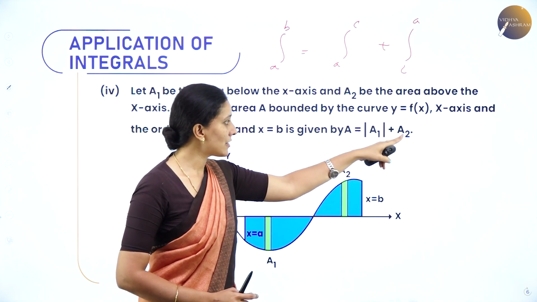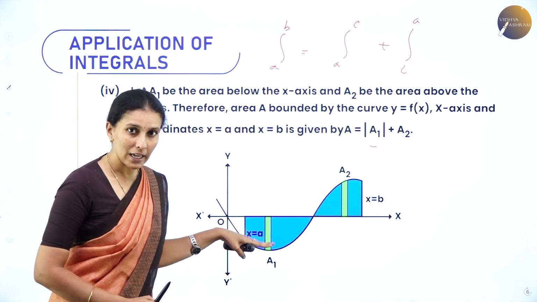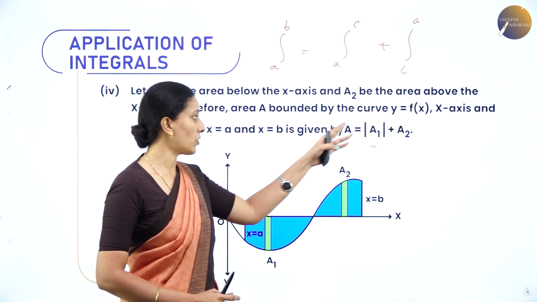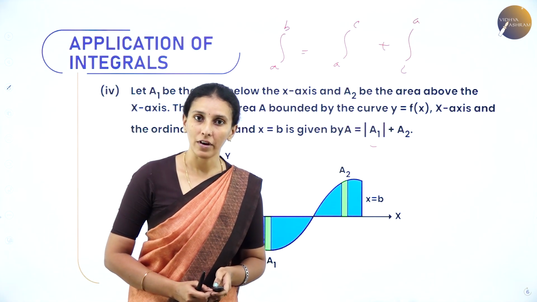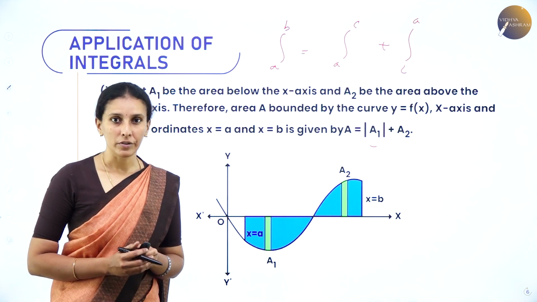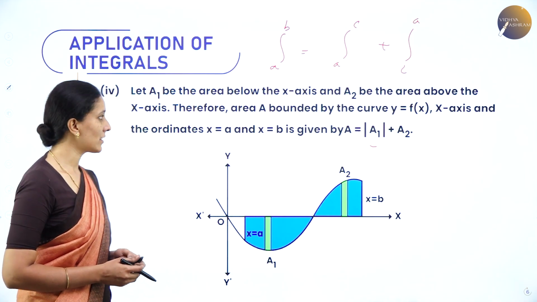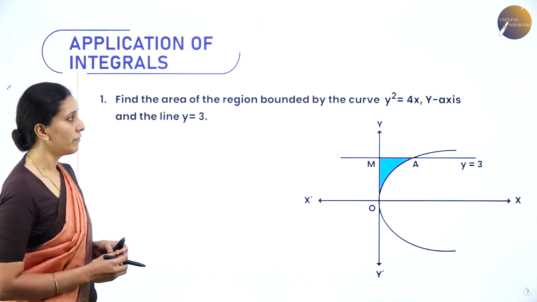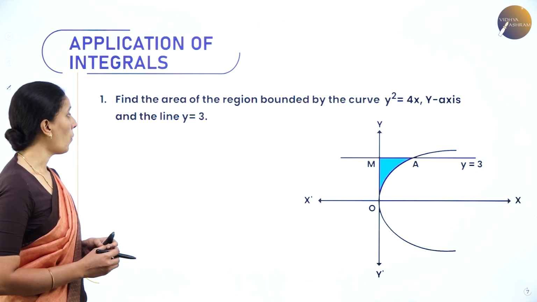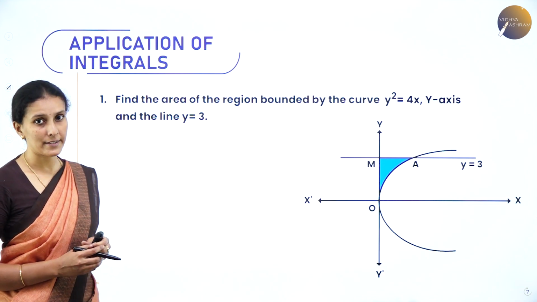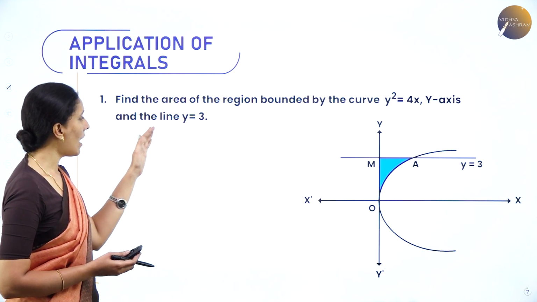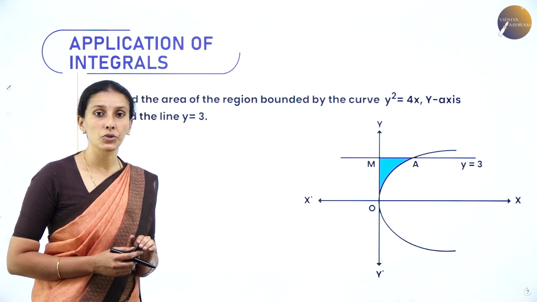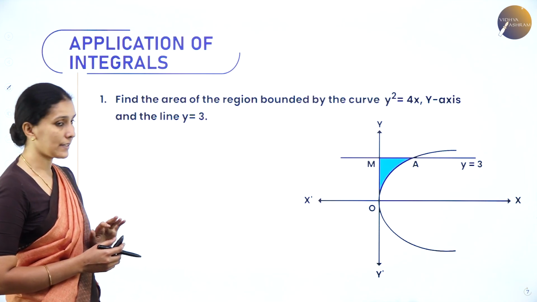So here the area is positive, but here you will get area as negative, which you make positive using the modulus function. Now let's take a few curves and find the area of these curves. Find the area of the region bounded by the curve y square is equal to 4x, the y-axis and the line y is equal to 3. So here we are going to find the area with respect to the y-axis and along the line y is equal to 3.